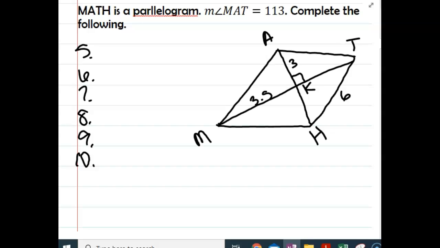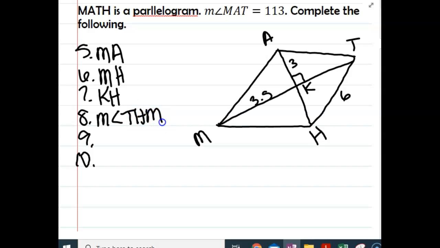Okay, so number 5, we're going to find MA. 6, we're going to find MH. 7, we're going to find KH. 8, I want to find the measure of angle THM. 9, I want to find the measure of angle HMA. And number 10, I want to find the measure of angle ATM.